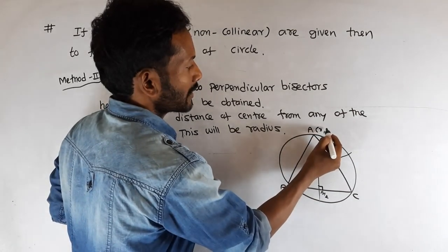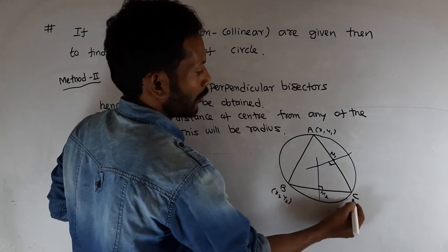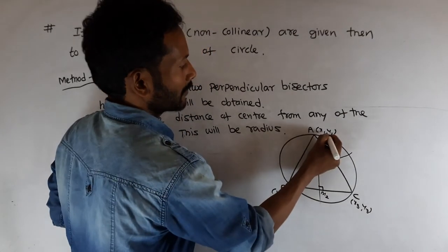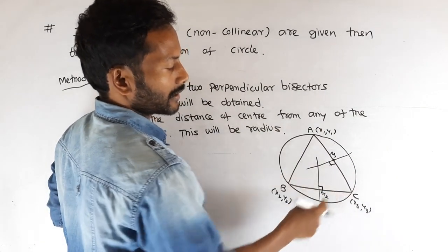Point A is available, x1, y1. Point B, x2, y2. Given 3 points, x3, y3. మనకు స్లోప్ ఆఫ్ ఏసీ తెలుస్తుంది. స్లోప్ ఆఫ్ ఏసీ.